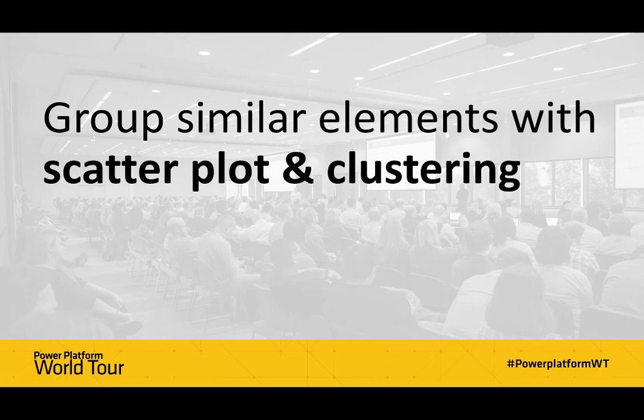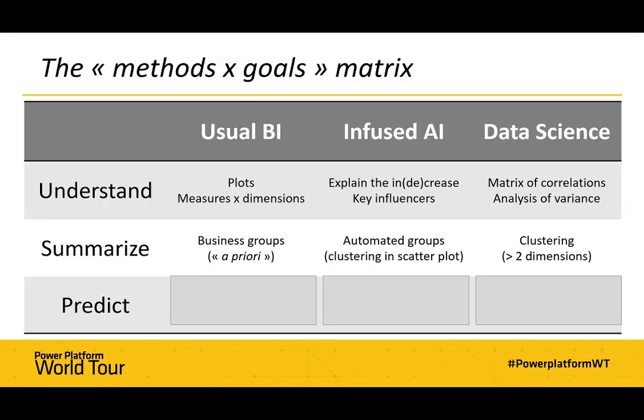Scatterplot and clustering. Scatterplot is a really good idea, and clustering can give you some information. Back to the matrix. When you want to summarize some data, you can make business groups, what I call a priori. I know that when you're taking the train, you have one price for people between 0 and 25 years, another price for 25 to 60 years, and those are business groups. With clustering, we can make automated groups. It's an algorithm called k-means which finds the groups.